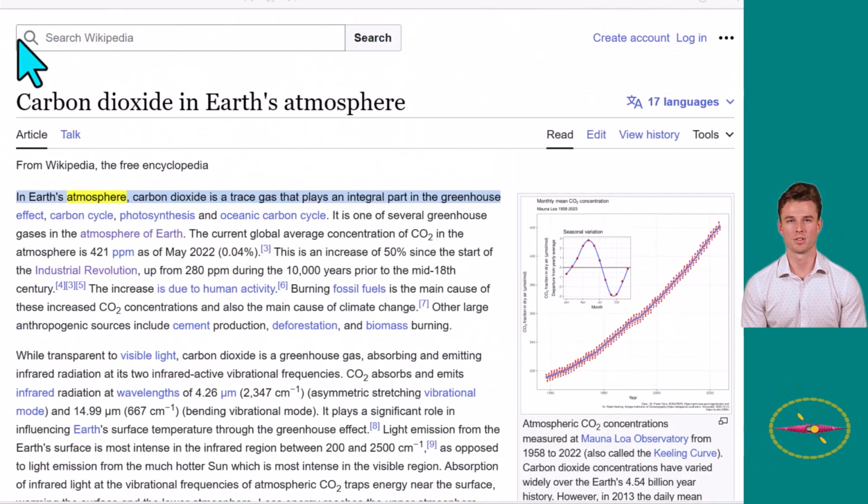In Earth's atmosphere, carbon dioxide is a trace gas that plays an integral part in the greenhouse effect, carbon cycle, photosynthesis, and oceanic carbon cycle. It is one of several greenhouse gases in the atmosphere of Earth. The current global average concentration of CO2 in the atmosphere is 421 ppm as of May 2022, 0.04%. This is an increase of 50% since the start of the Industrial Revolution, up from 280 ppm during the 10,000 years prior to the mid-18th century.